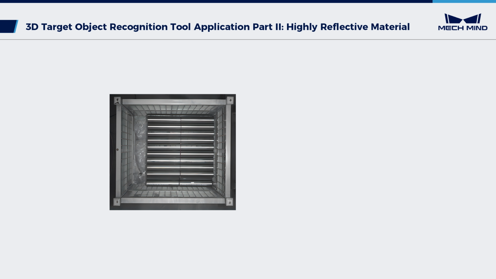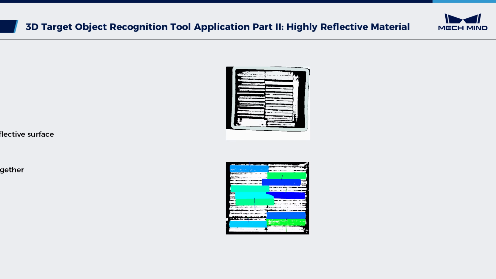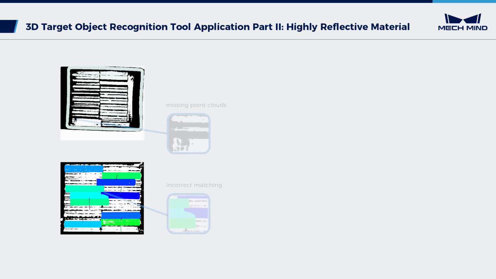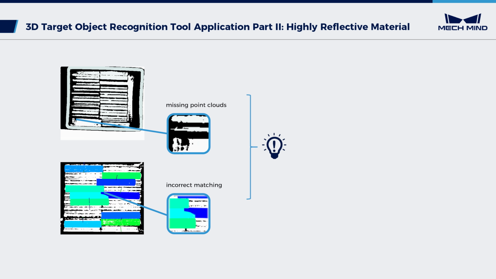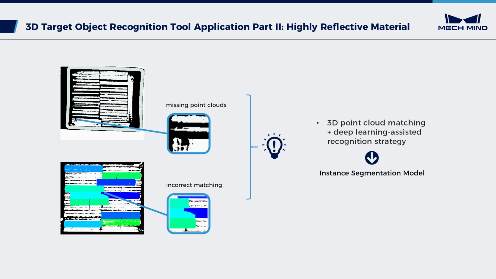In this scenario, the steel rods feature a highly reflective surface and are closely fitted together. Thus, the 3D point cloud strategy doesn't work well for recognizing the rods. To address this, we need to combine deep learning for assisted recognition, typically using an instance segmentation model.